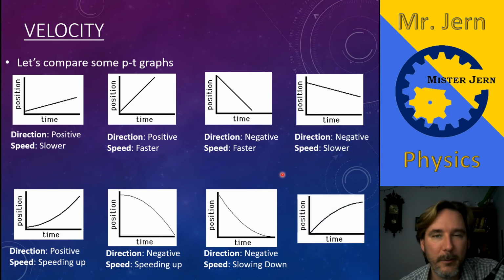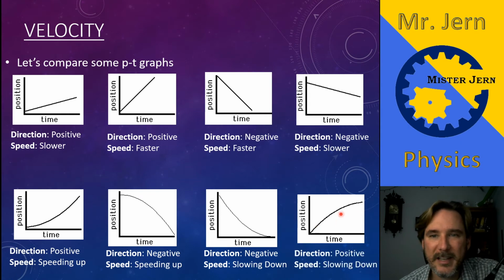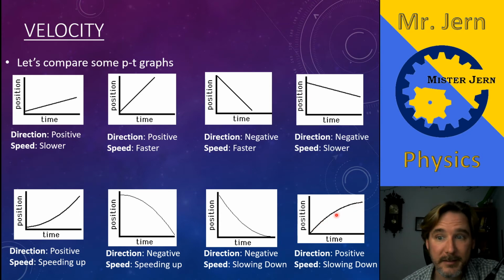Then we got this final one I want to show you right now. Two questions. What direction is it moving? And what's going on with its speed? Well, the slope is sloping upward, so it's moving in the positive direction. In this case, it starts kind of steep and it ends kind of shallow, which means that it's slowing down. It starts fast and ends slow. So watch out for that.